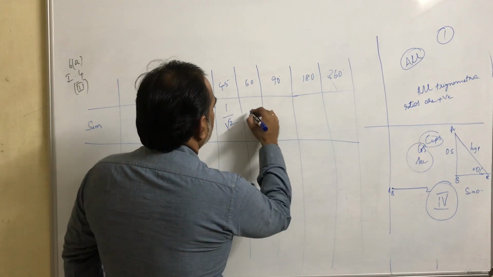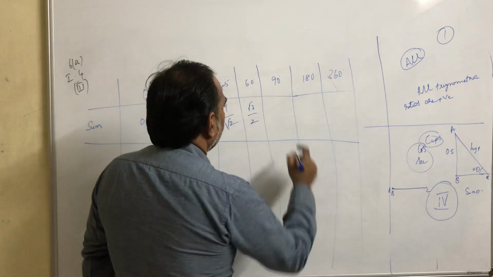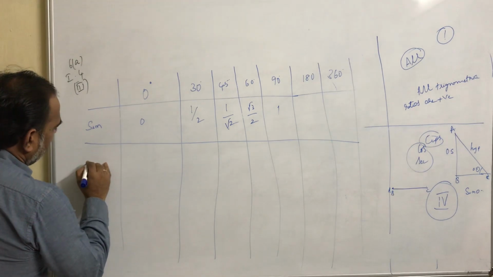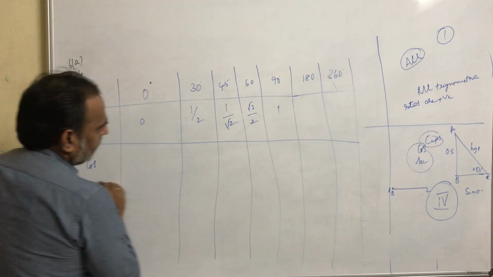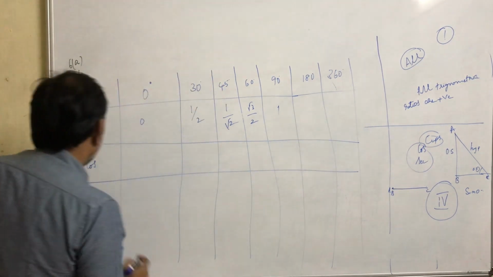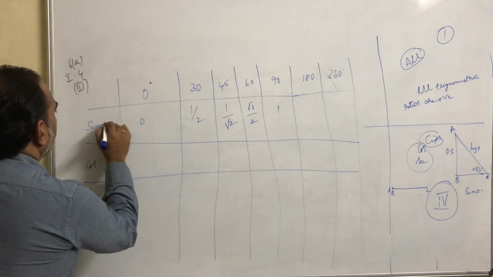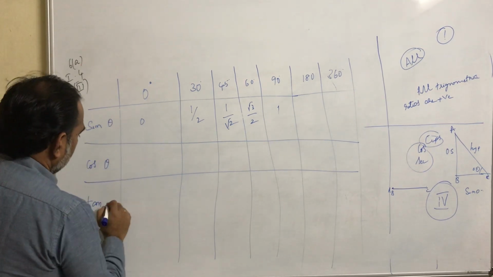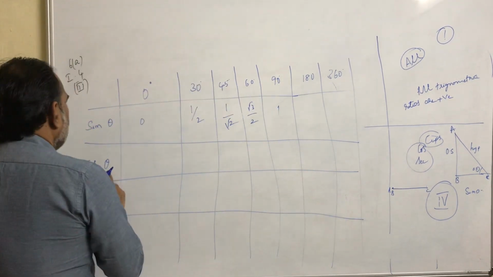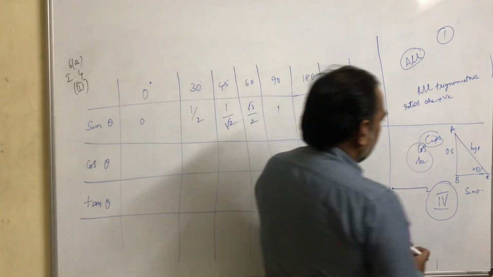And what is sine 60? Sine 60 equal to root 3 by 2. And what is sine 90? Sine 90 equal to 1. Okay. And now take cos. We will see 180 and 360 later. And then tan. Okay. Sine theta, cos theta, and tan theta.